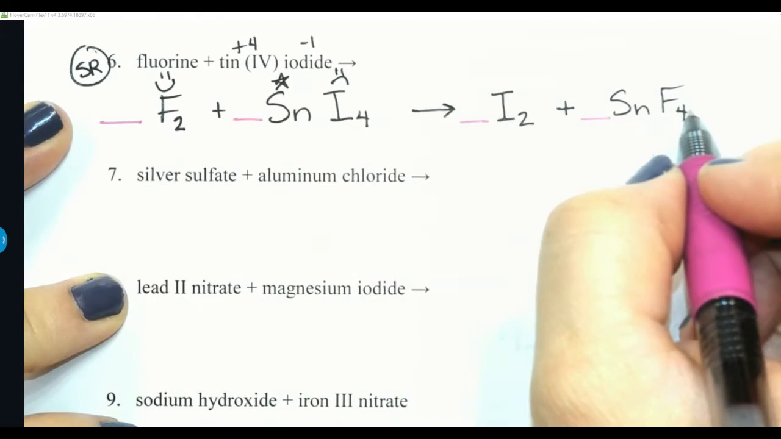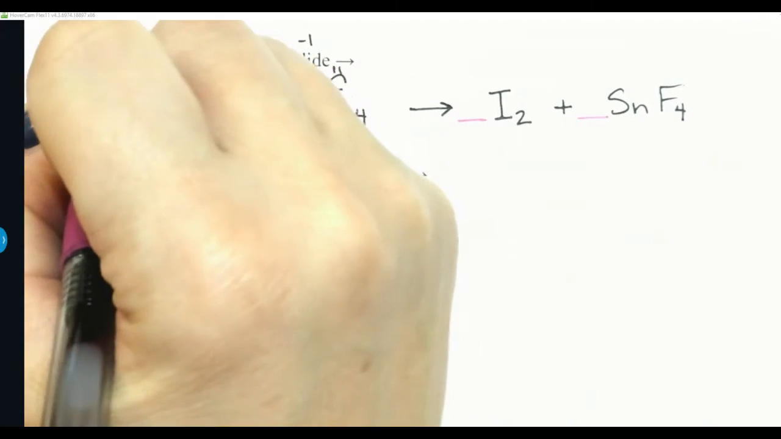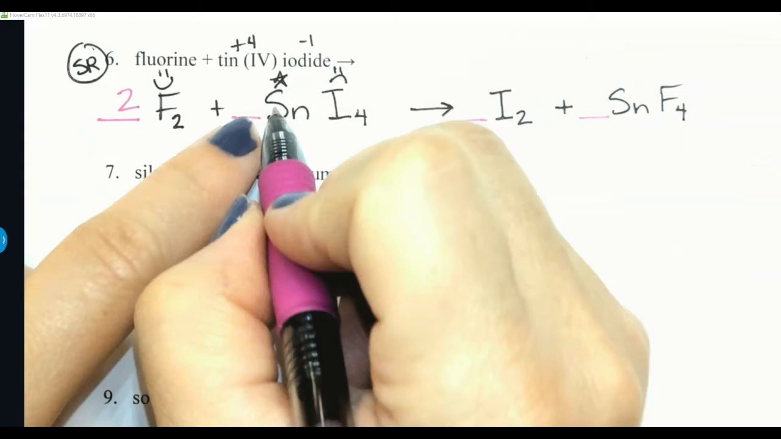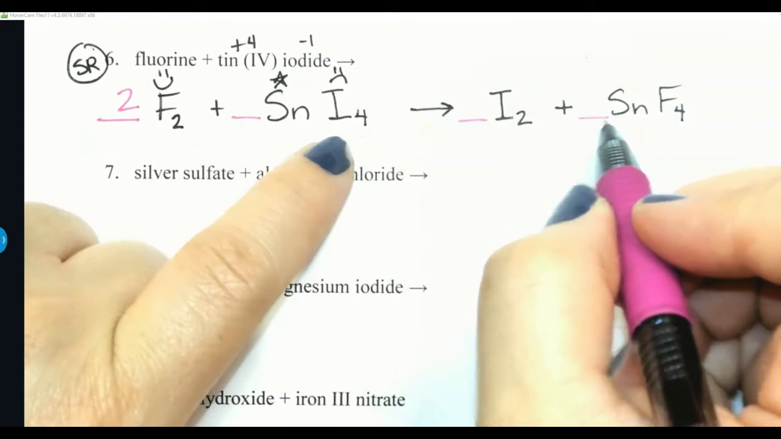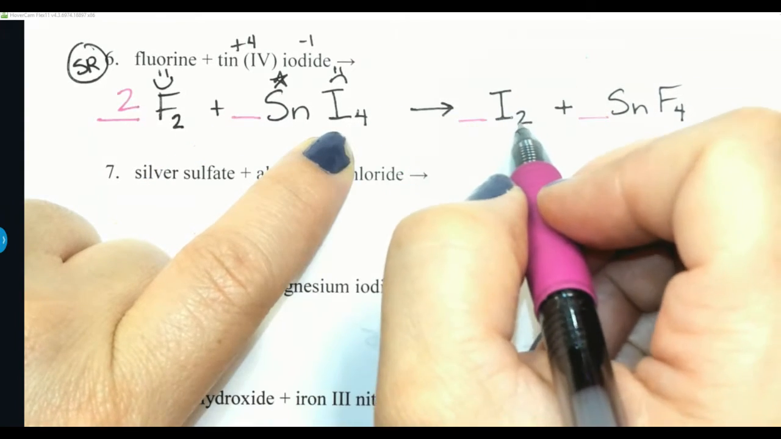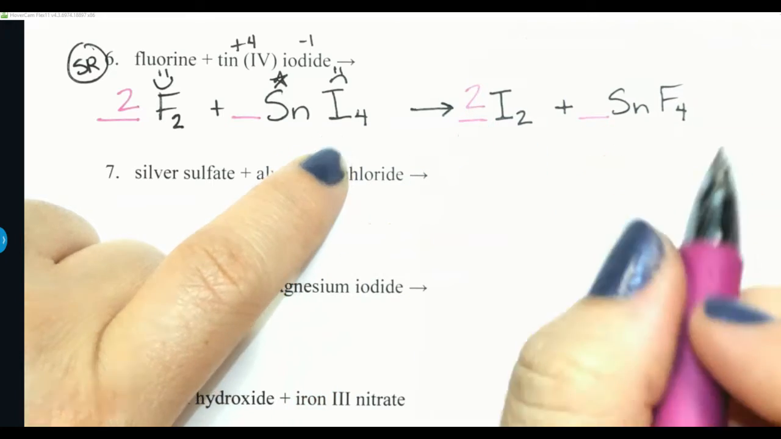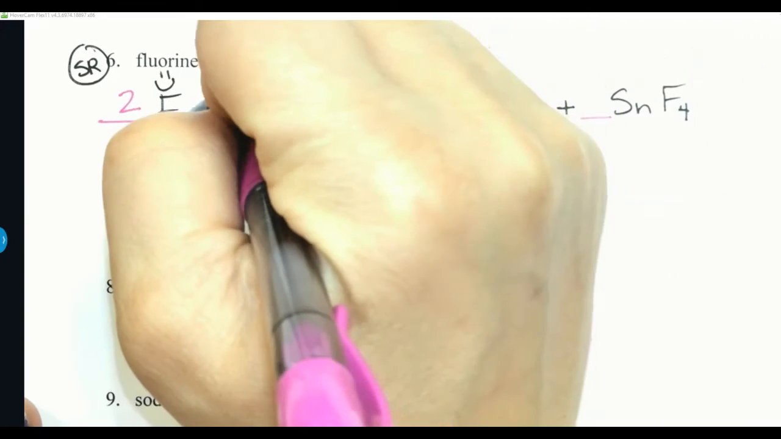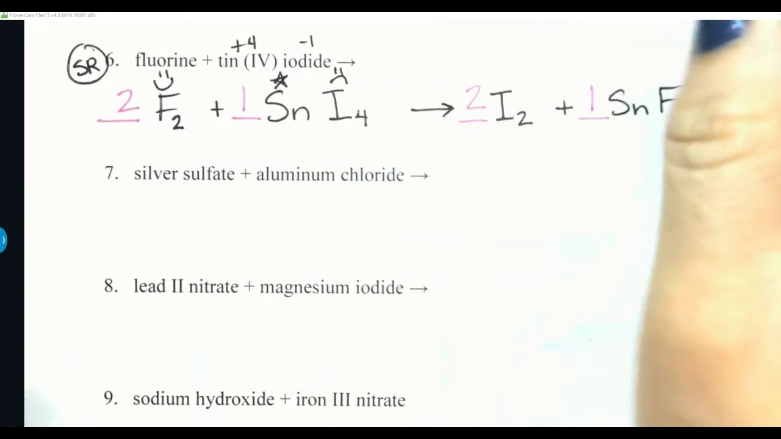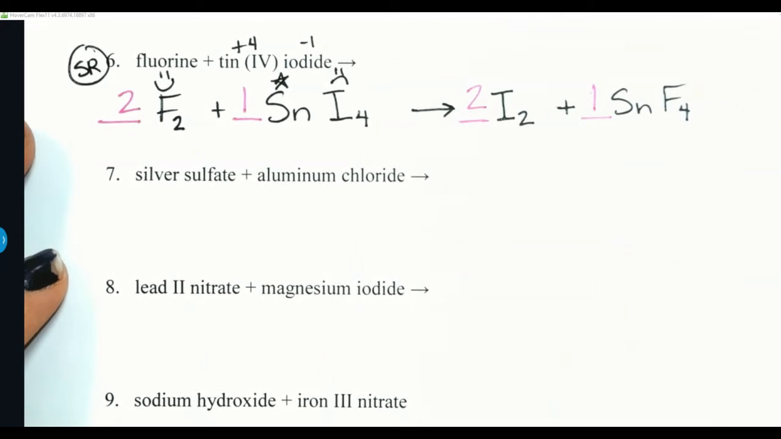2 fluorine, 4 fluorine. So to fix it, I'll put a 2 here. 1 tin, 1 tin. 4 iodine, 2 iodine. And I'll fix it by putting a 2 because 2 times 2 is 4. So we have a 2, 1, 2, 1 ratio.